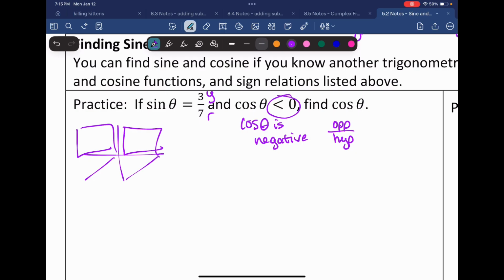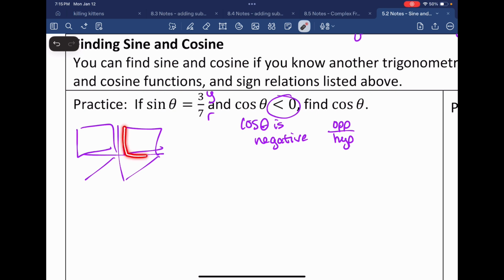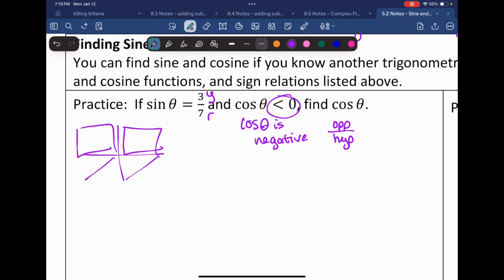Cosine is negative. Well, cosine is the next coordinate. So between these two, quadrant 1 and quadrant 2, well, if cosine is negative, that means the x is negative. So that leaves this, which means our angle is in quadrant 2. And it means x is negative.